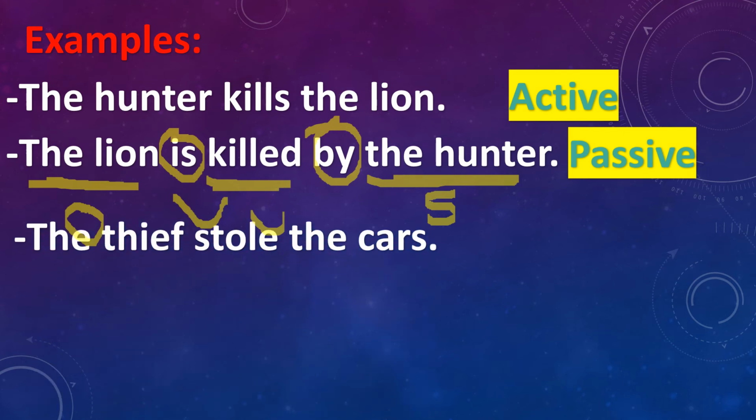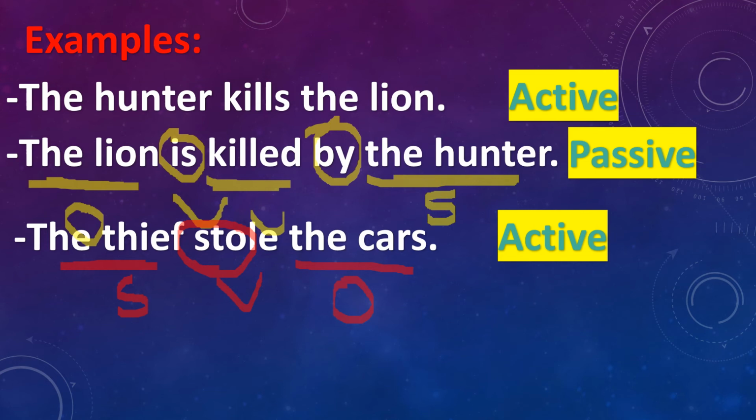Another example, the thief stole the cars. So the thief here is the subject because he stole the cars. Who stole the cars? The thief. So we know the doer of the action. After that we have the verb, which is stole, and after that we have the object. So SVO, so this is an active voice sentence.